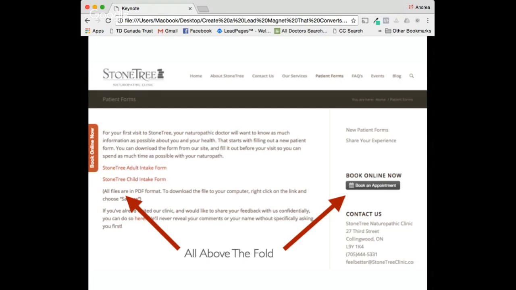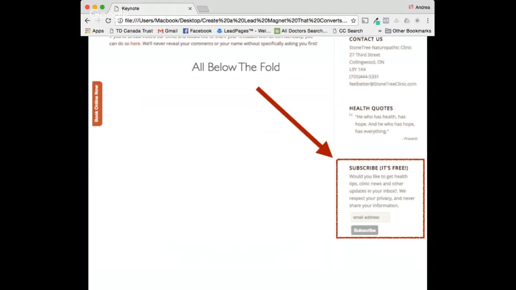So here's some examples. For this particular naturopathic clinic, right as soon as I get to their webpage, they have book an appointment now above the fold. So that's right on their webpage. And then here's their adult intake form and child intake form, which is fine if I was ready to make that commitment. But once I go and scroll down, then I have this whole idea of subscribe, it's free, to get into their health newsletter.